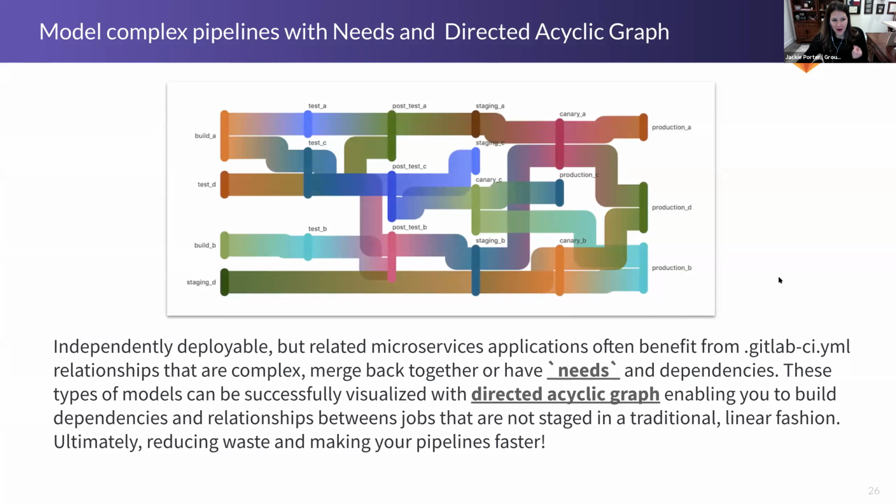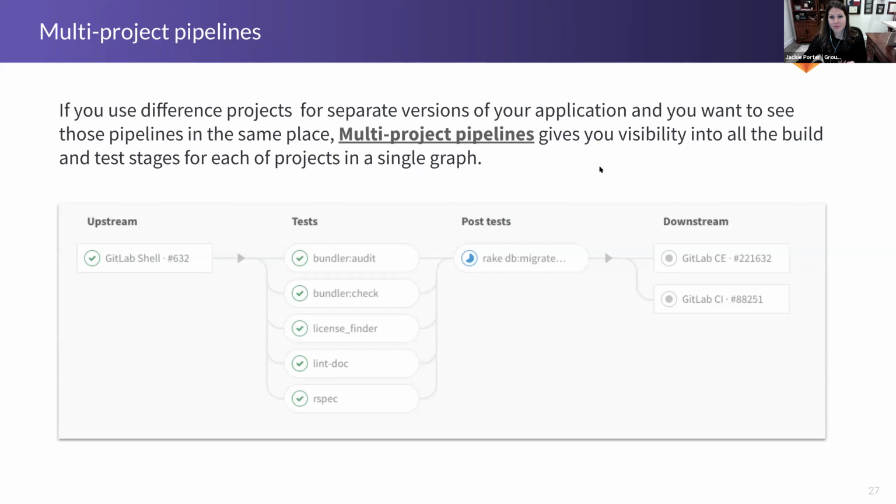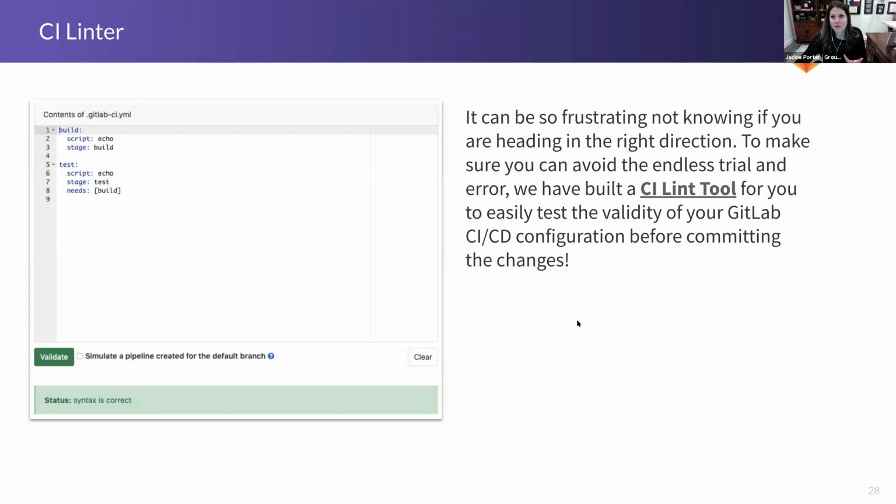So thinking through how do we enable customers to build relationships and reduce waste in their pipelines, making them faster than ever. We also want to help them have better visibility and building out all of their stages in their pipeline into a single graph. Also making sure that their developers are working as fast as they can and testing the validity of their YAML files in GitLab in a single place before committing the changes by leveraging something like the CI linter.